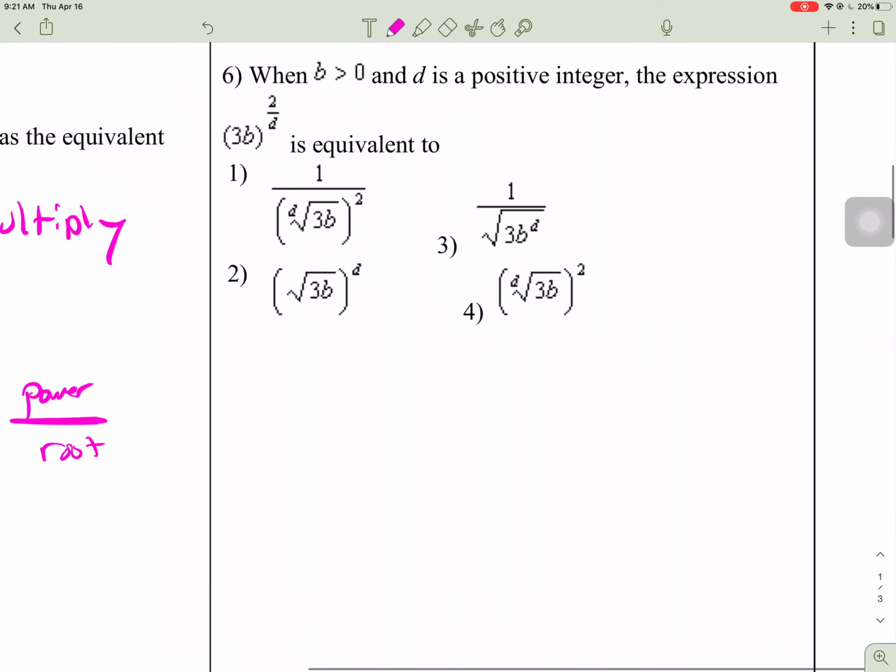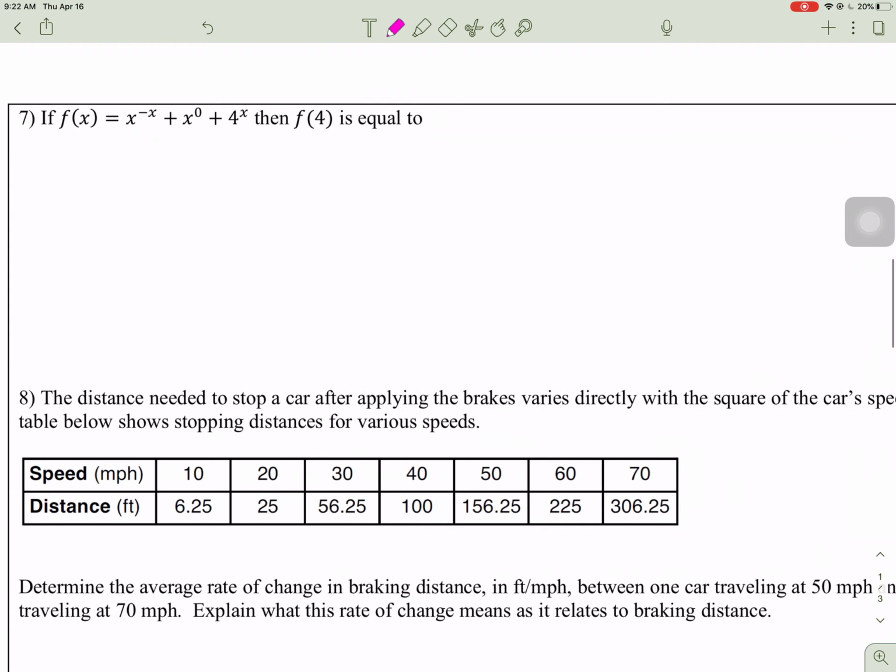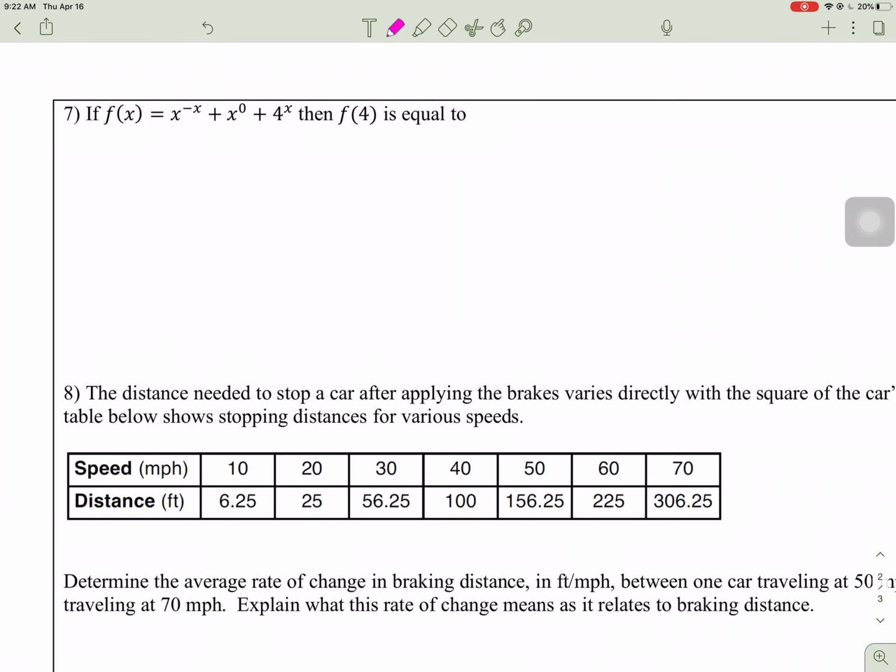6. When b is greater than 0 and d is a positive integer, the expression 3b to the 2 over d is equivalent to, let's see, so that means power over root. Oh, there you go. The root is d, the power is 2. All right, so this is just a plug in.